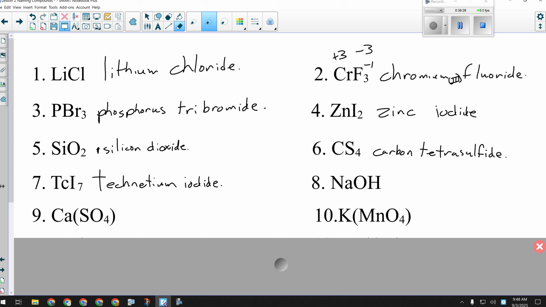All right, and then for number 8, there's our first one that has what in it? A polyatomic ion. So it's obviously an ionic compound. Sodium is a metal, and if there's a polyatomic ion, it's definitely an ionic compound. So this would just be naming the metal, sodium, and naming the polyatomic ion, hydroxide.